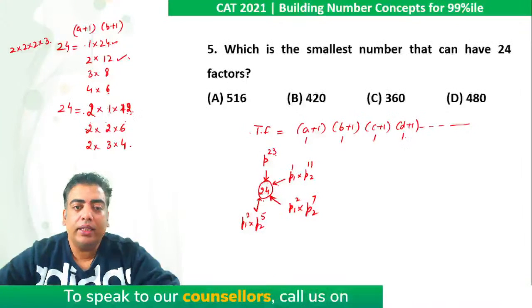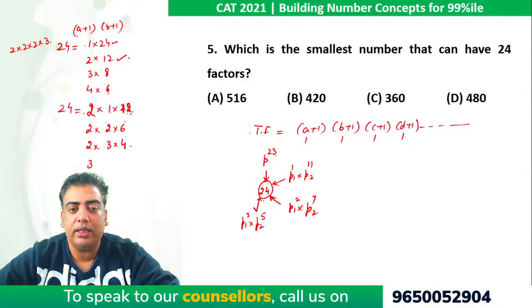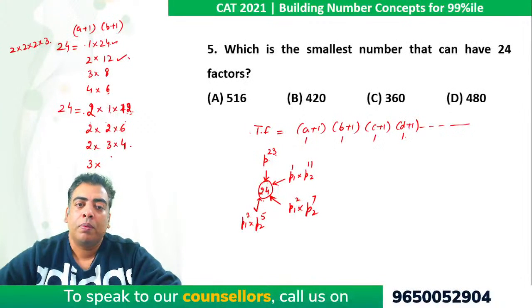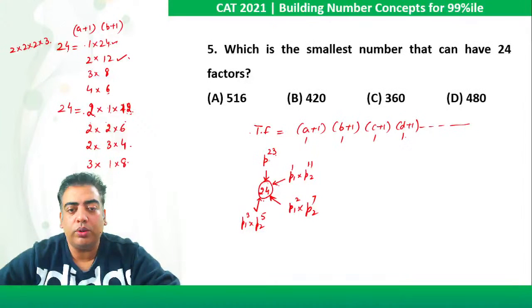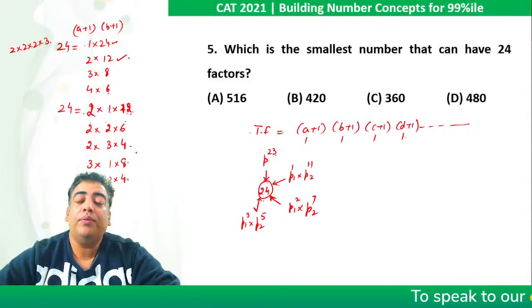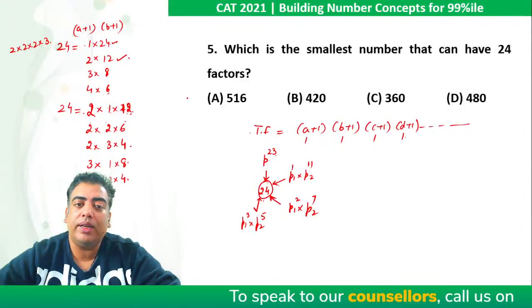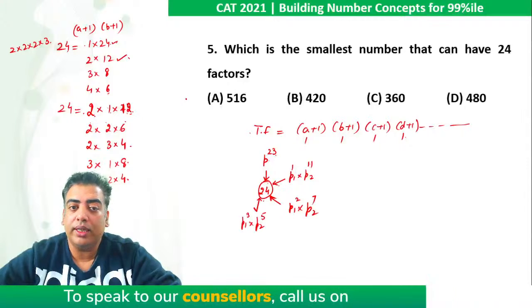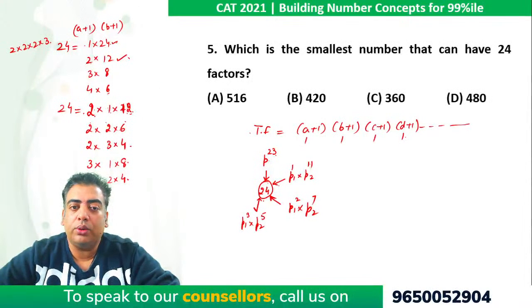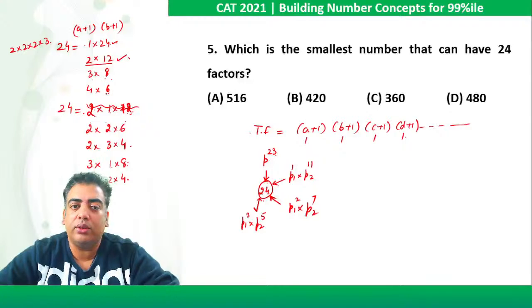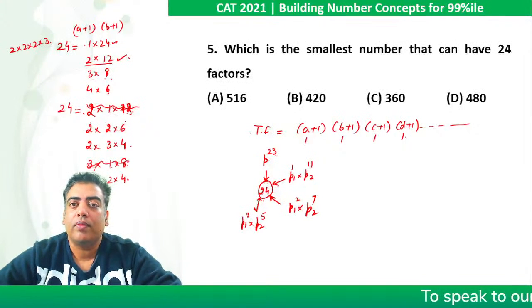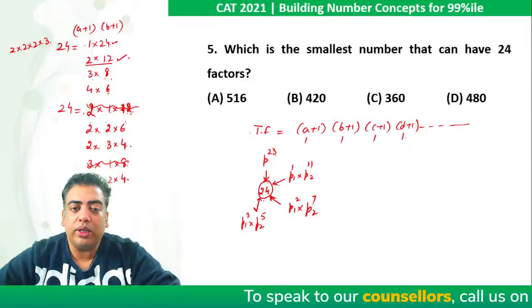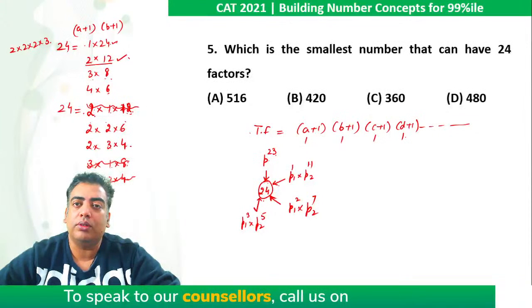Or can I say, instead of considering 2 here, if I take 3, the leftover value is 8. 8 can be written as 3 into 1 into 8, or 3 into 2 into 4. We also need to check simultaneously whether we are getting the same cases or new cases. 2 into 1 into 12 is as good as 2 into 12, so it's not a new case. 3 into 1 into 8 is as good as 3 into 8. It is again not a new case. 2 into 3 into 4 is similar to 3 into 2 into 4, so it goes out.